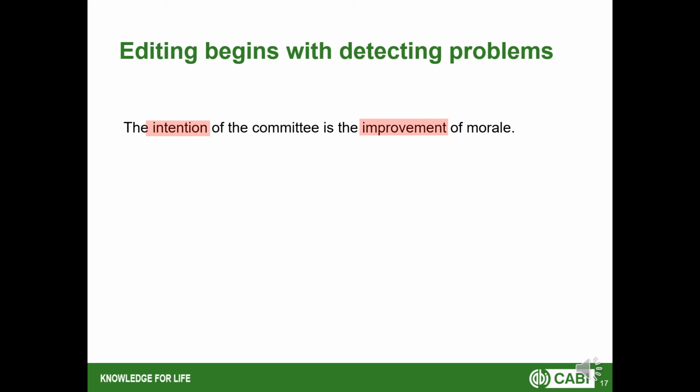So intention can become intent, and improvement can become improve. Let's revise the sentence to change those nominalizations back into their root form and make it active. "The committee intends to improve morale." So you've detected, you've diagnosed, and you've revised.